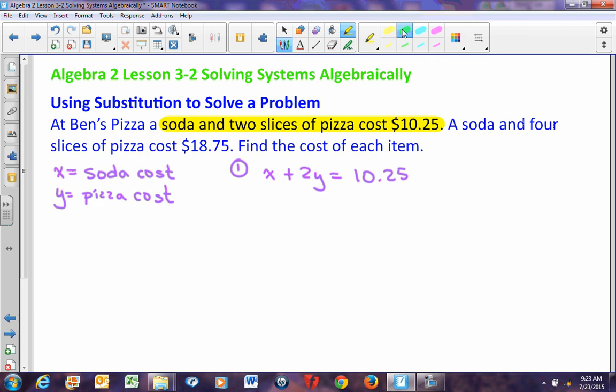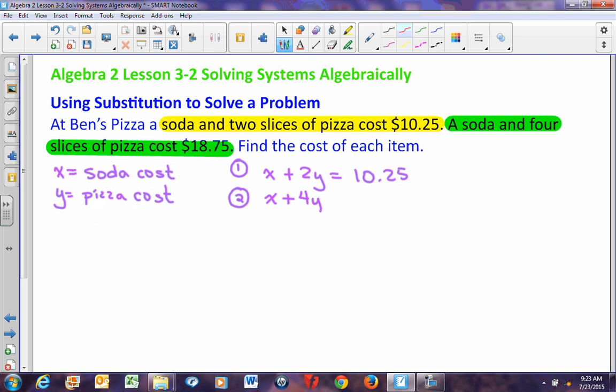My second equation should be a soda and 4 slices of pizza cost $18.75. So equation 2 has a soda, which is x, and 4 slices of pizza, so 4 times the cost of each pizza, and that's going to equal $18.75. So now we have 2 equations and 2 unknowns. It doesn't matter which equation I solve for what, so I'm just going to take this first equation and solve it for x.